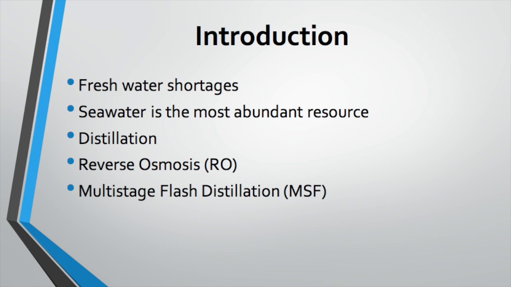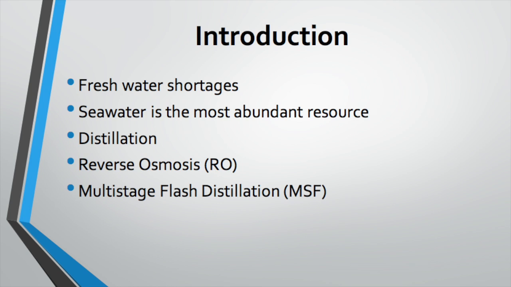Approximately 70% of our planet is made up of oceans. This seawater, though, cannot be used as it is. So to produce more fresh water, we can take this seawater and now use different types of distillation to produce this fresh water that we need. Though there can be many different types, the types we are focusing on are reverse osmosis and multi-stage flash distillation.